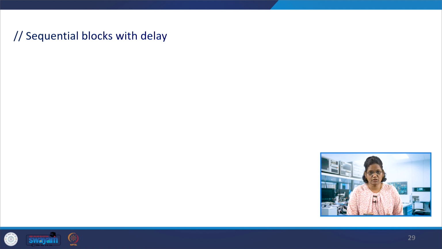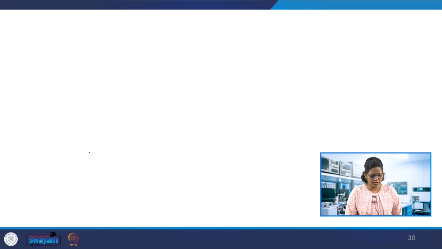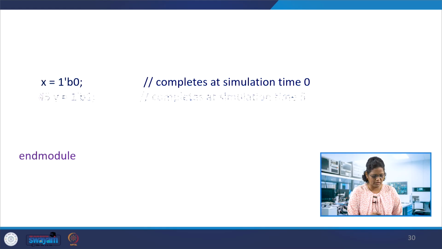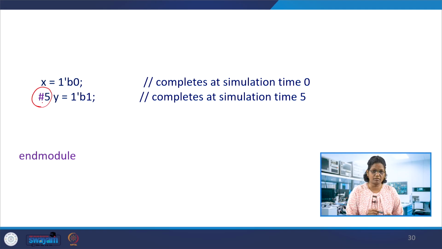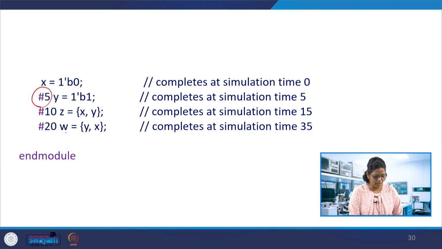So if we introduce a delay, what happens in this example? The same example module will have the same variables x, y, z, w, initial begin. Let's slightly change the code here. x equal to 1 bit 0 and y equal to 1 bit 1, and putting this #5 here. This is with blocking assignments only, and #10 z equal to x comma y. Then #20 w equal to y and x.